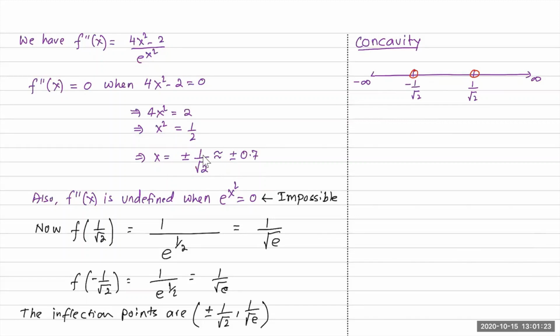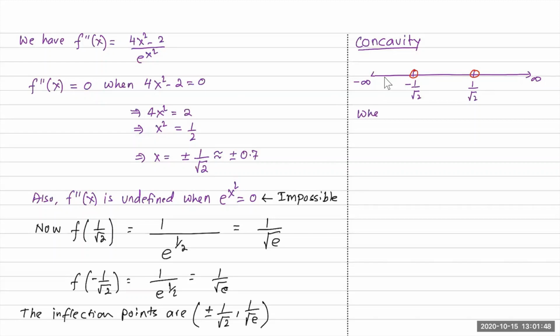Now we need to find out how the concavity is in each interval. The value of 1 over square root of 2 is approximately 0.7, so this is negative 0.7. That means from this interval, I can select one value to plug in. That is negative 1, the closest whole number. So let's plug in negative 1 and check what we get.